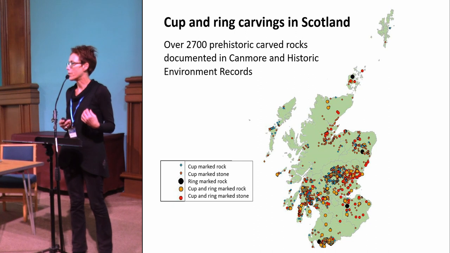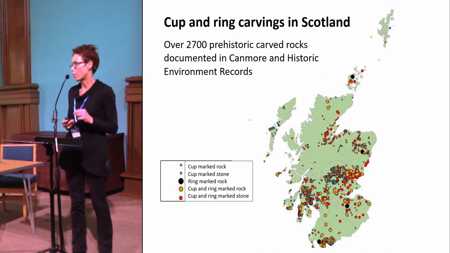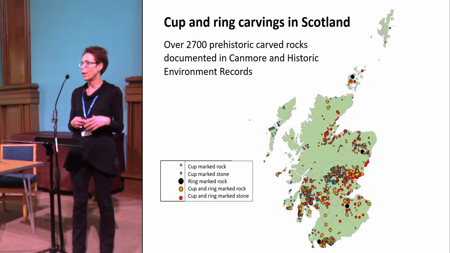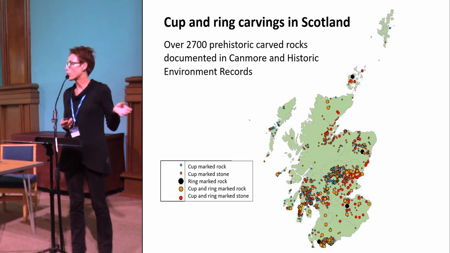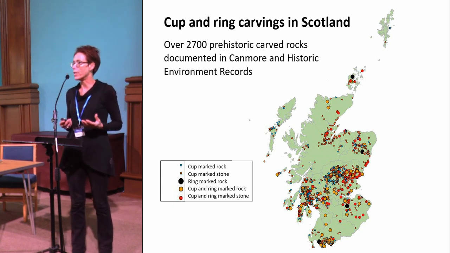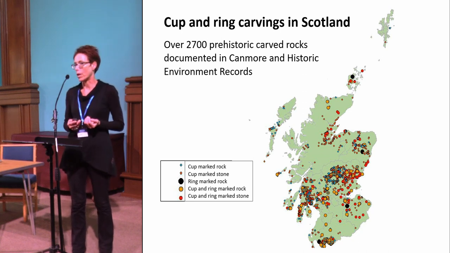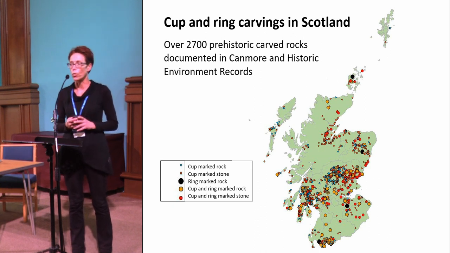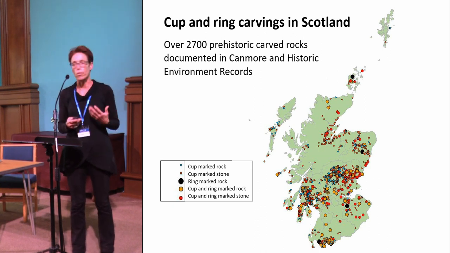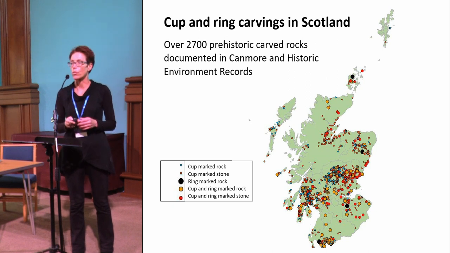What survives today is only probably a tiny fraction of what was there originally. They are disappearing very fast. The carvings in Scotland are part of a wider carving practice with very similar motifs, very similar symbols, found in parts of England, Ireland, and Northern and Western Europe, and occasionally in parts of the Mediterranean and Central Europe.